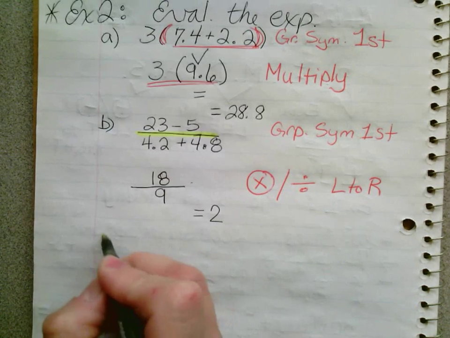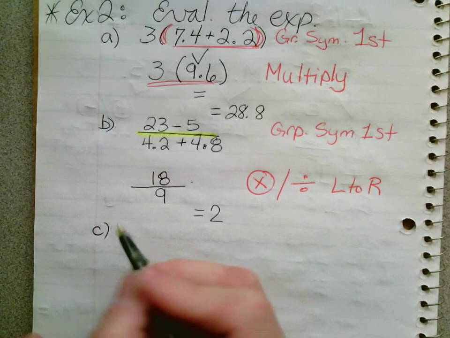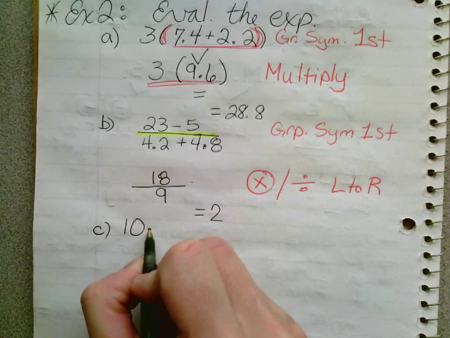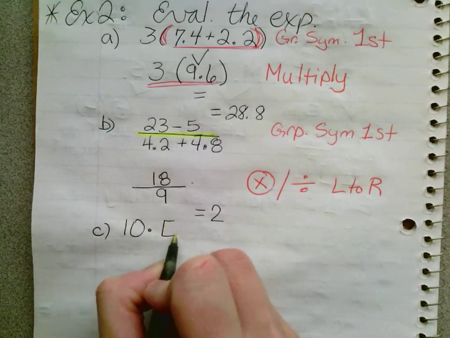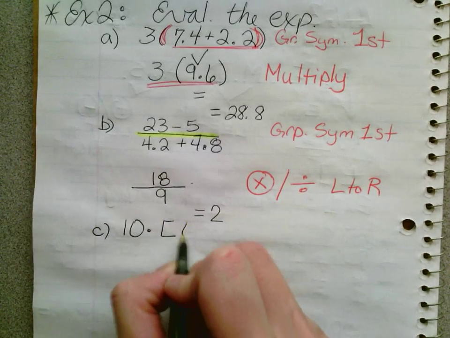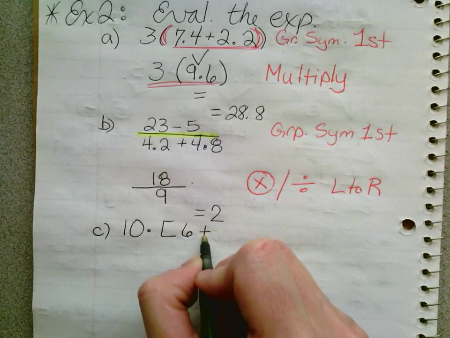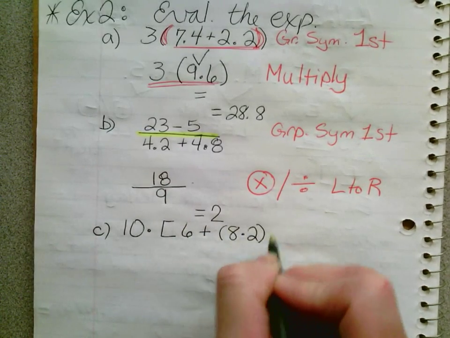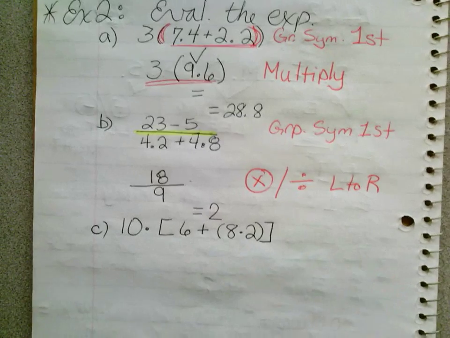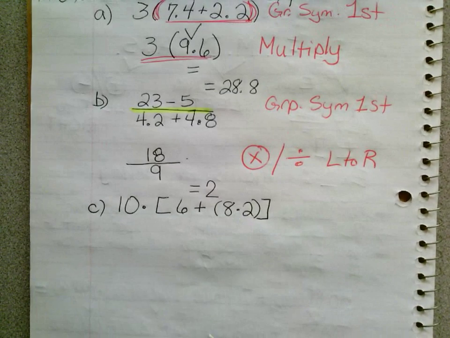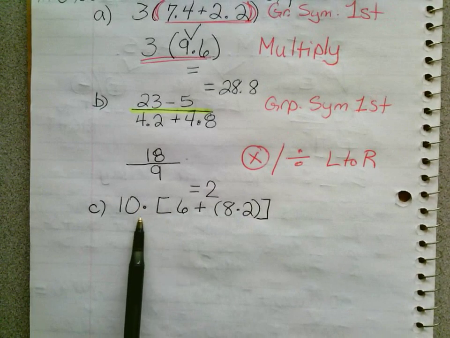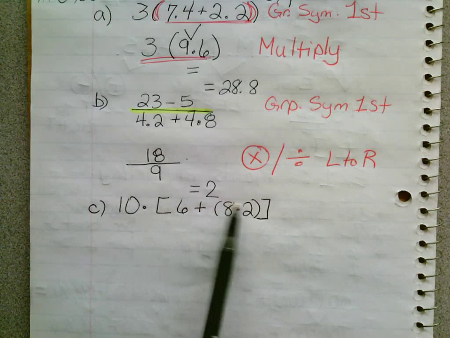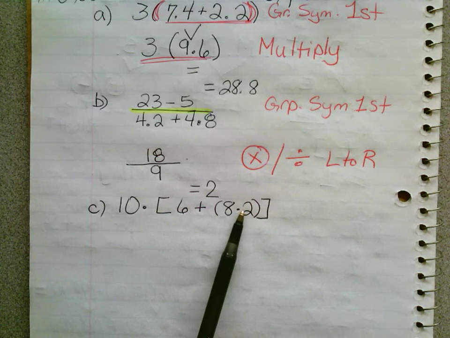Letter C. My letter C, it's not the book's. This one is a little bit more difficult, but I promise you, if you follow the steps that I am giving you, you will do it just fine. Okay, it looks like that. 10 multiplied by the sum of 6 and the product of 8 and 2.